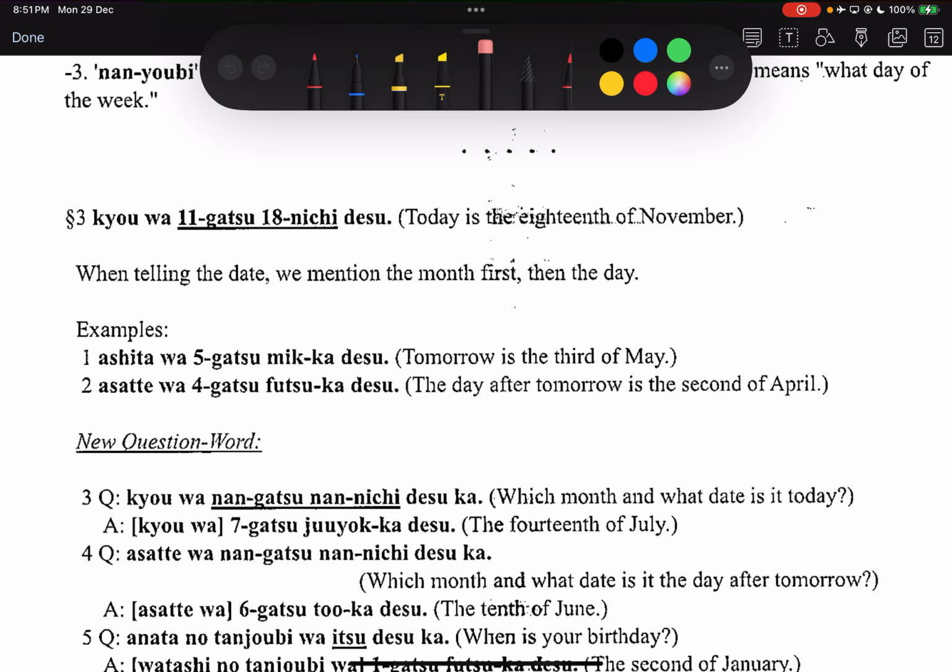Okay, example 1. 明日は5月3日です. See, 3日 means it is the third day of the month. So 5月 is the fifth month, so fifth month third day. So May 3rd. あさっては4月2日。So 2日 means the second day of the month. So fourth month, second day of the month. So it means 2nd April. Easy, ah? Then what is the 20th day?